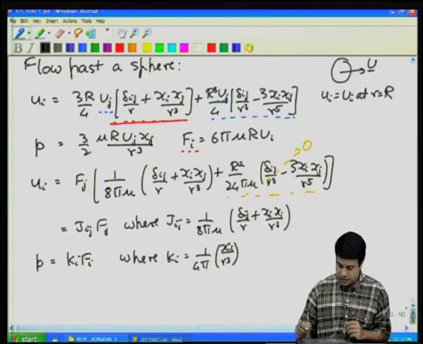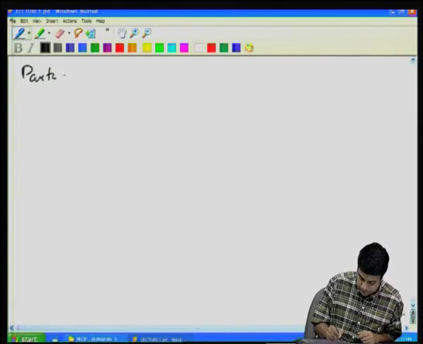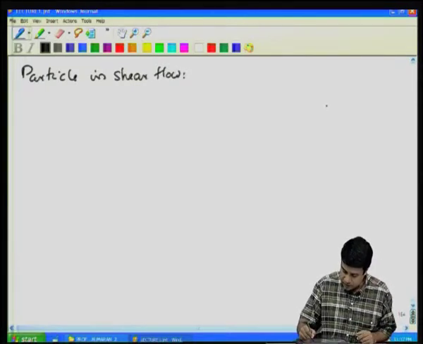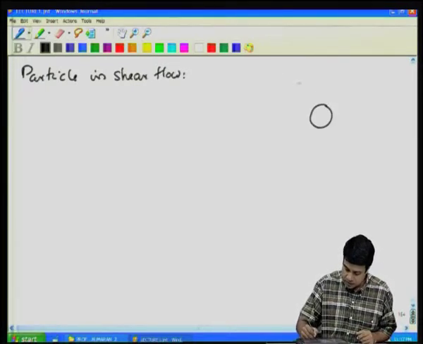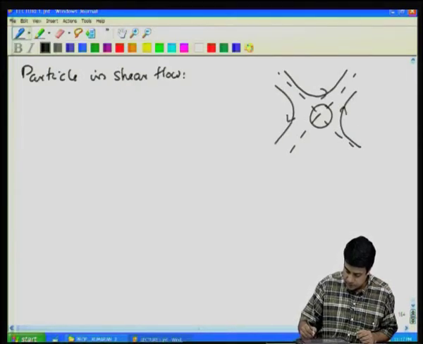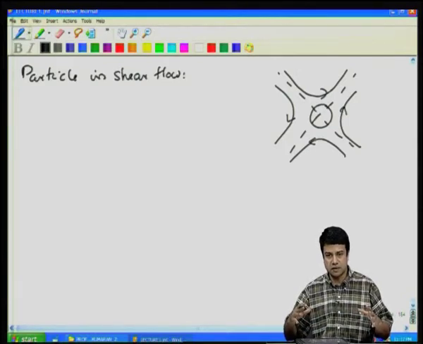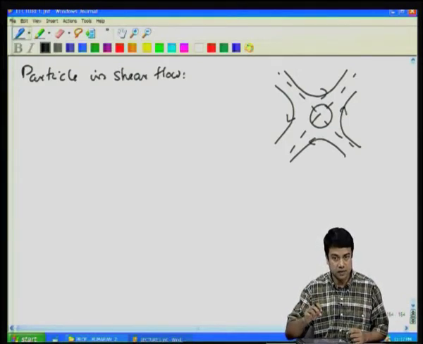Just very quickly, for a particle in a shear flow. Let's have a particle which is in a fluid in which I have imposed a linear, an extensional flow, far away from the particle. So, very far from the particle, I have basically an extensional flow. The particle is sitting at the center.